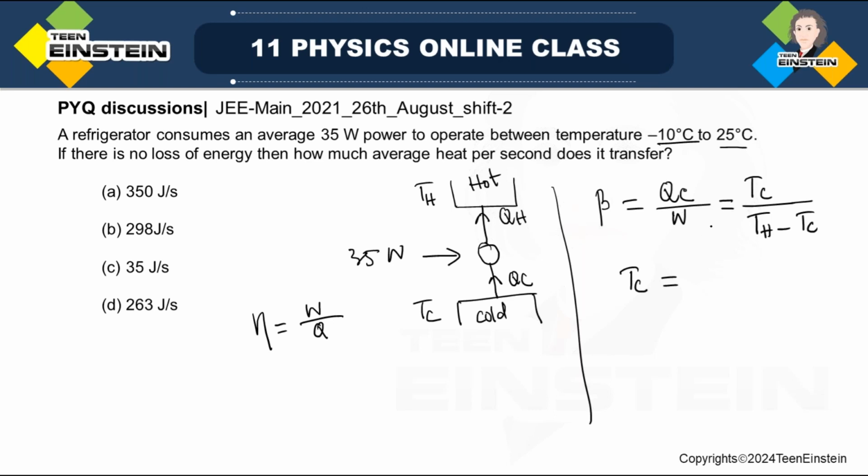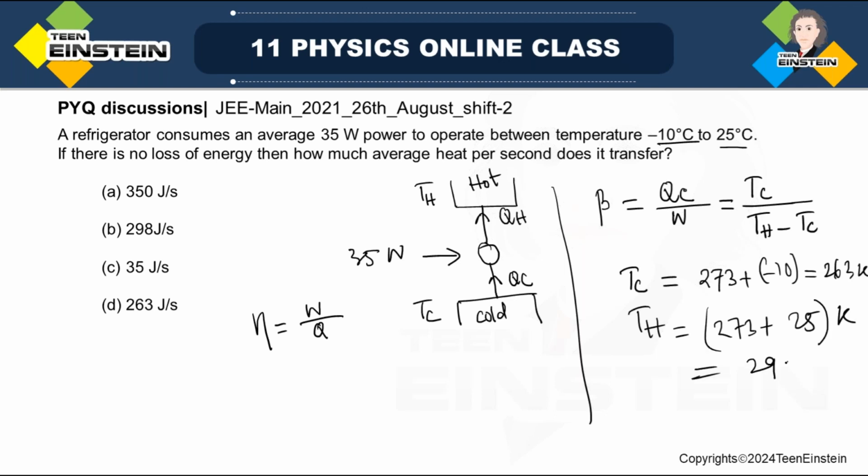So I have to get the Tc. You have to write 273 plus of minus 10 degrees centigrade. This will give you 263 Kelvin. Similarly, Th you will get 273 plus 25 degrees centigrade, which will give you 298 Kelvin.